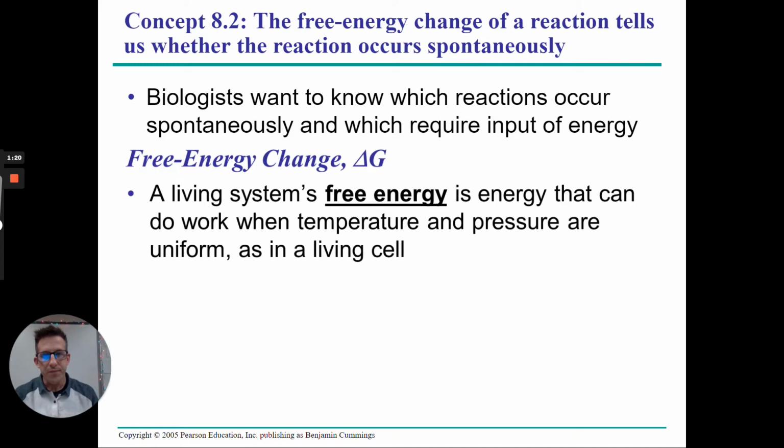Okay? So this idea of free energy describes energy that can do work. This phenomenon known as Gibbs free energy describes a living system's free energy that is available to do work, when temperature and pressure are uniform like that in the living cell.